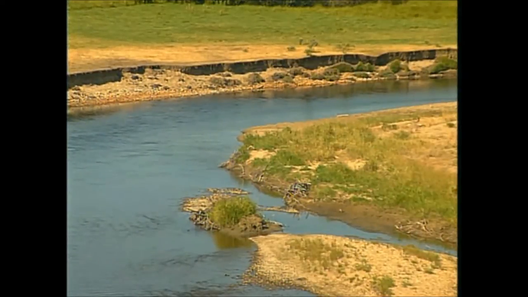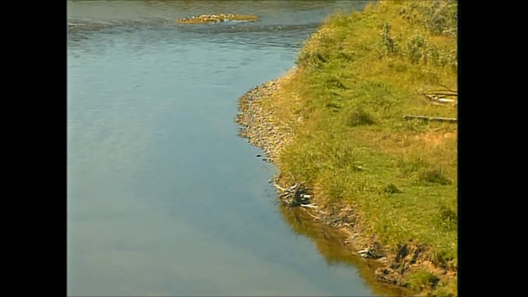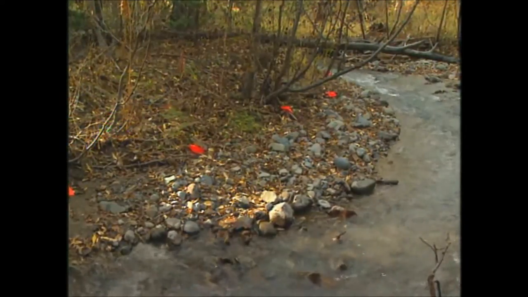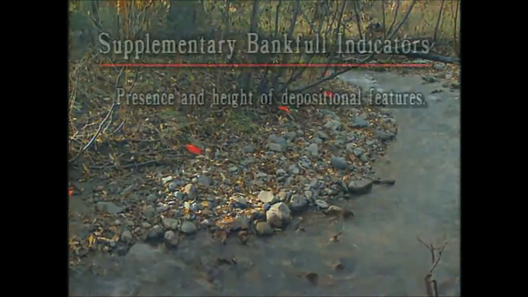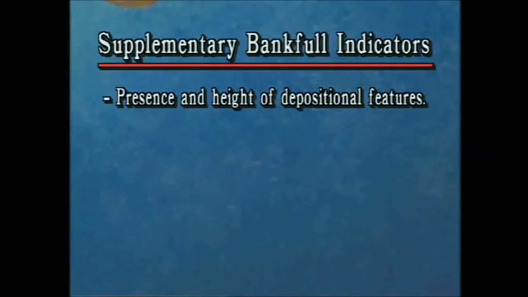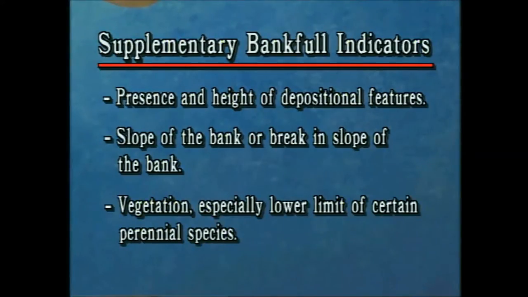While emphasis is on identifying the elevation of the depositional floodplain features, there are a variety of supplementary indicators that may be helpful in determining the Bankfull stage on various stream types. These include the presence and height of certain depositional features, especially point bars, which define the lowest possible level for Bankfull stage. The slope of the bank, or more specifically, a break in the slope of the bank from a horizontal depositional surface to the vertical slope making up the bank. Vegetation, especially the lower limit of certain perennial species.